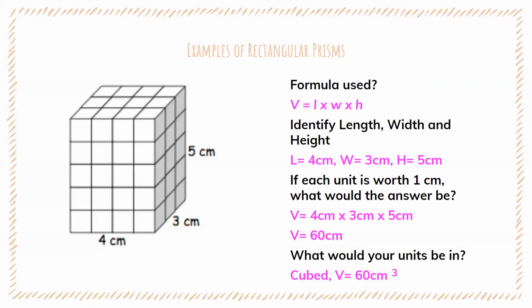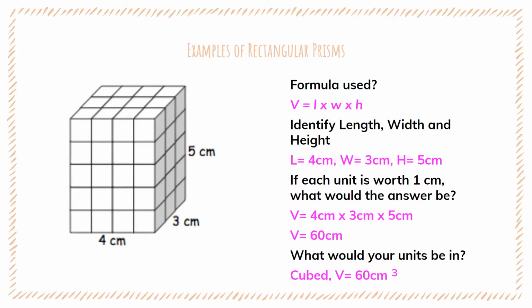So I have my length identified as 4 centimeters, representing the bottom. And then on the side, we see our width here. I have that identified as 3 centimeters, and then our height is going to be represented as our 5 centimeters. So once I identify them, it's perfect for me because then I can plug it into the formula. So I know the formula is length times width times height.